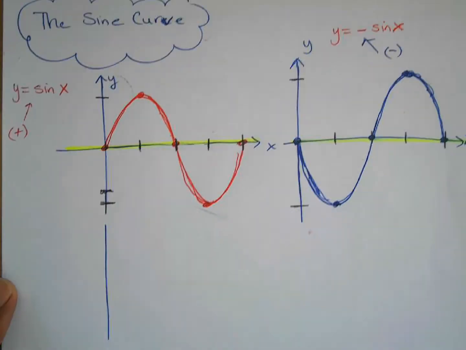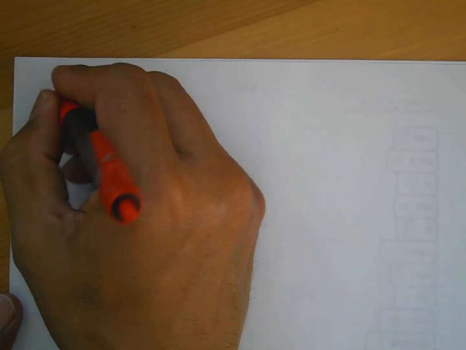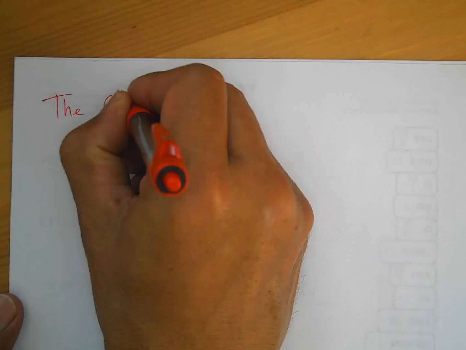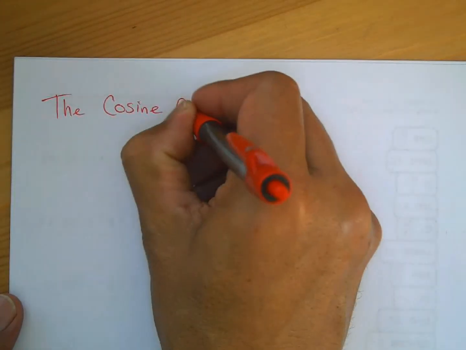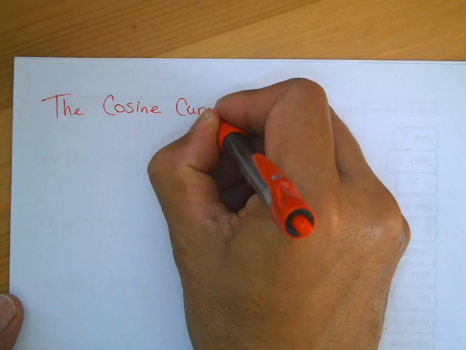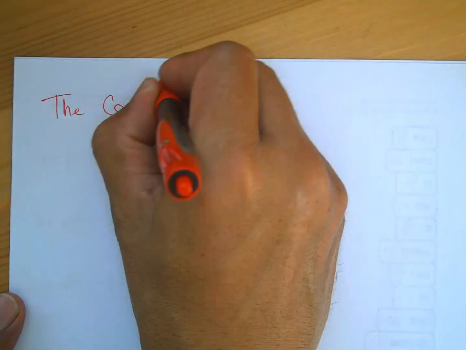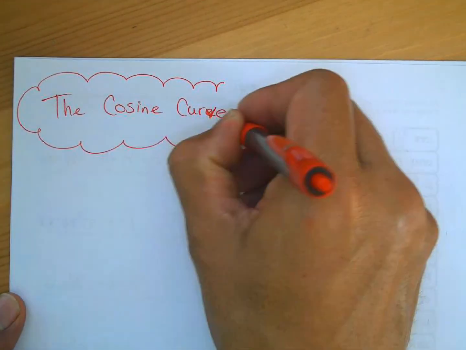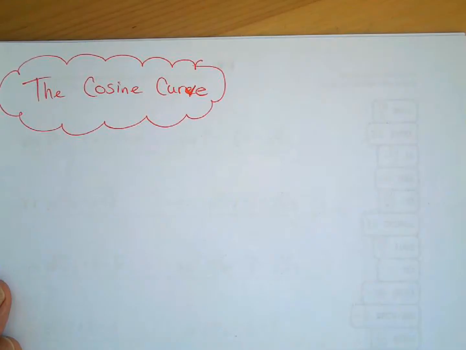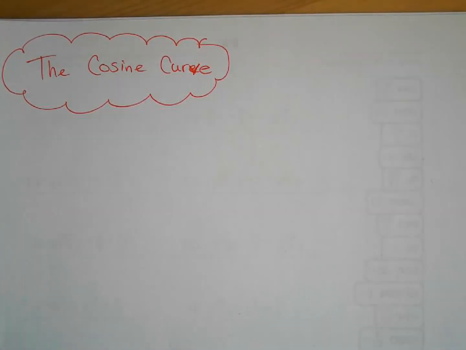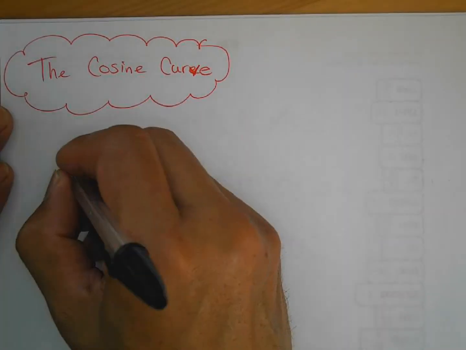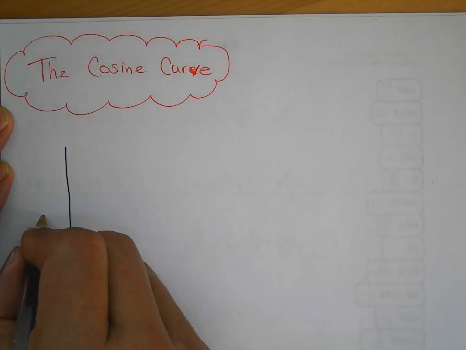Let's look at the cosine curve. Cosine curve. Almost the same, but not. Why can't I spell curve today? The cosine curve. I'm going to do the same thing. I'll do them side by side.